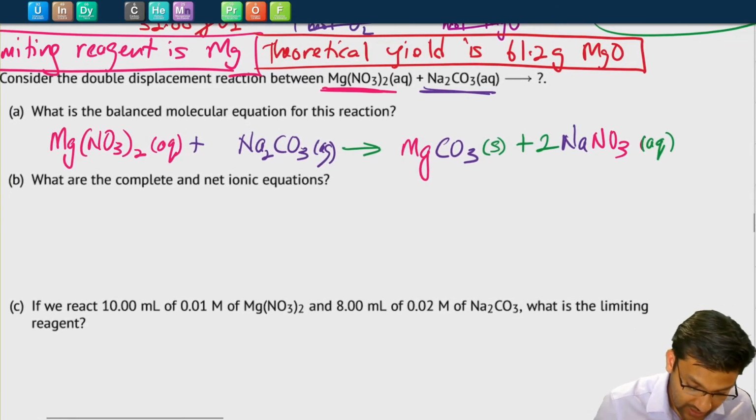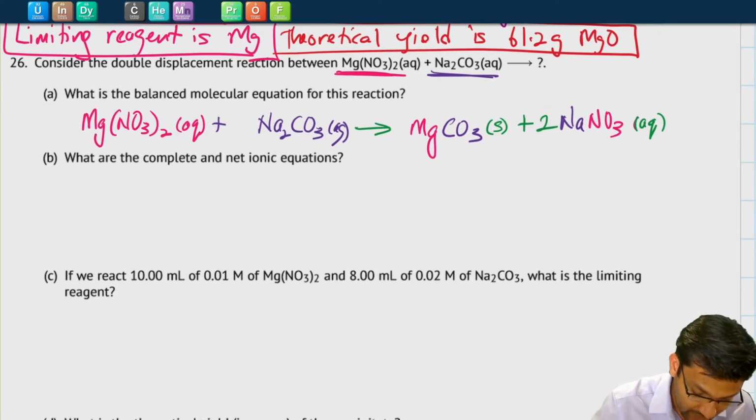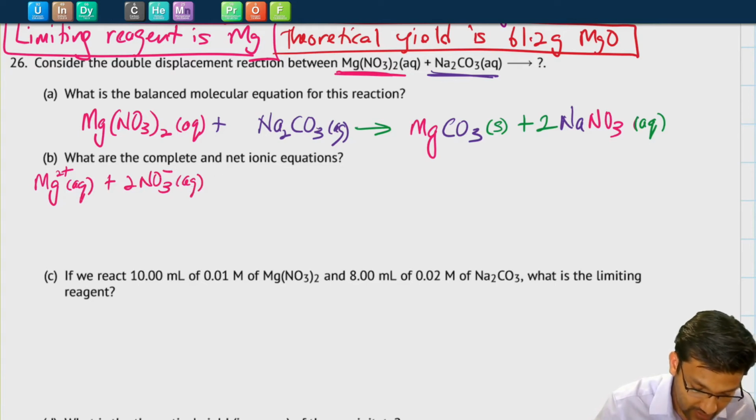All right, let's look at the complete and net ionic equations. So magnesium nitrate breaks apart because it's aqueous to magnesium 2 plus aqueous. You always need to write the aqueous sign, and 2 times the nitrate, NO3 minus aqueous. I'm sorry, if you hear a lawnmower in the background, it's just my neighbor mowing his lawn.